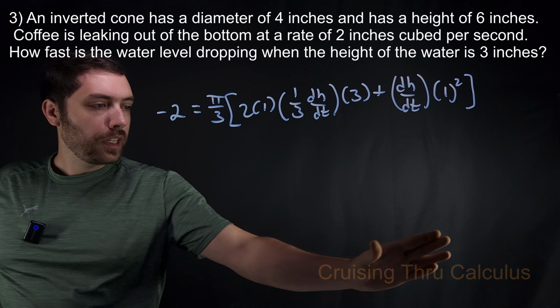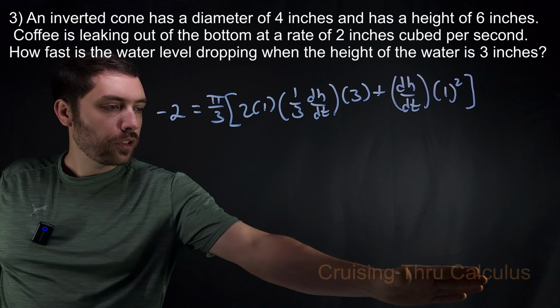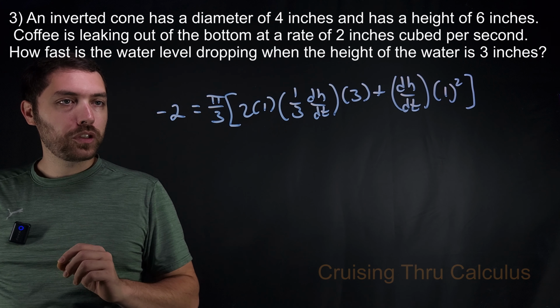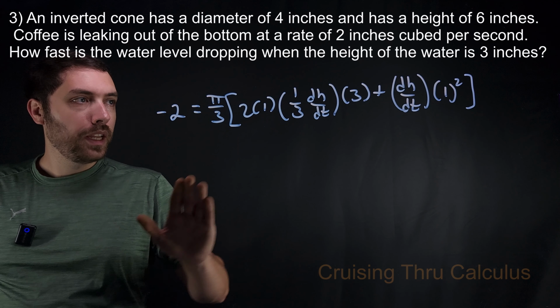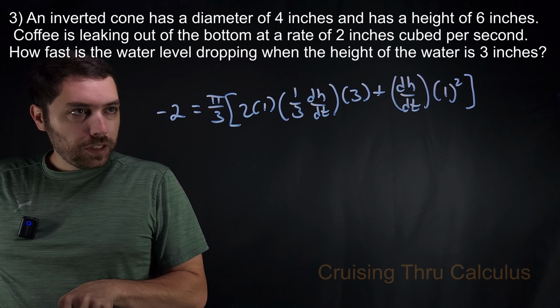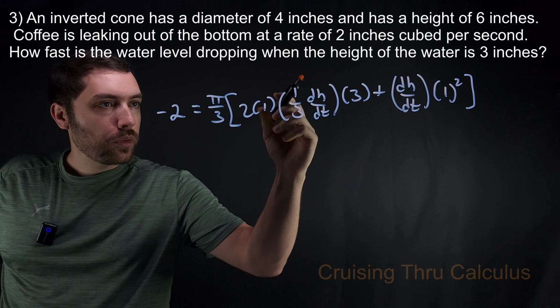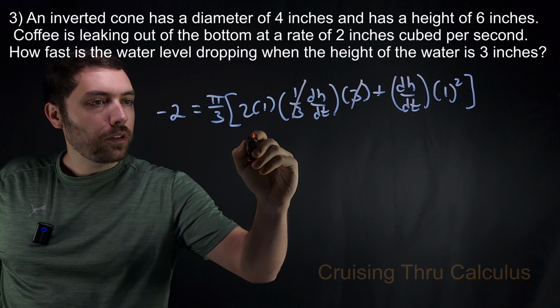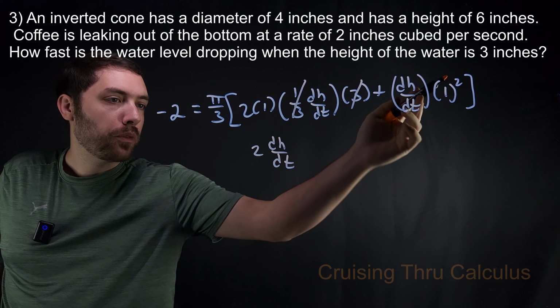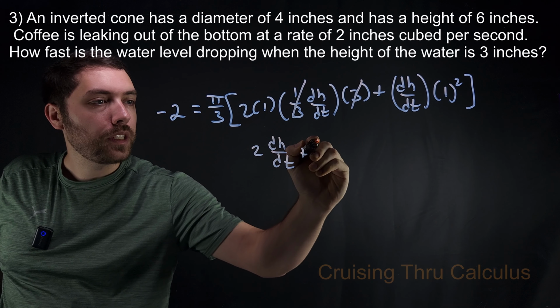All right, so I took the answer that we got, I put it up here. I also set it equal to -2 because -2 is what the volume is doing. It's decreasing at a rate of 2 inches cubed per second. Now let's see if we can figure out all of this here. So let's take a look here. I do see a 1/3 times a 3. That means that these two will go away, and we'll be left with a 2 dh/dt. Over here, 1 squared is just 1, so we're going to get plus dh/dt.